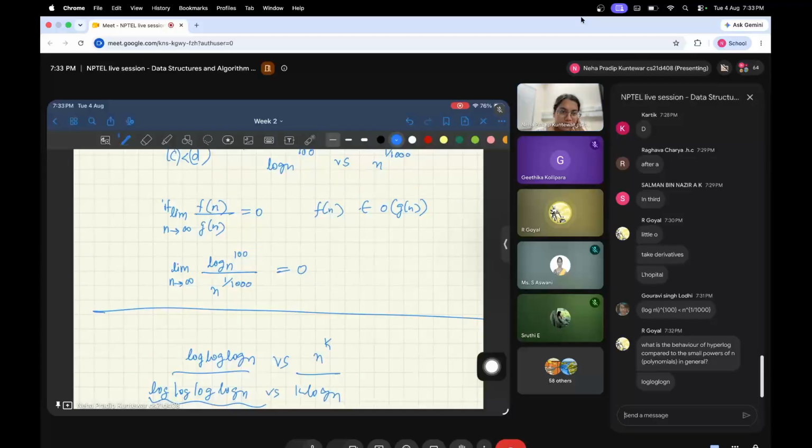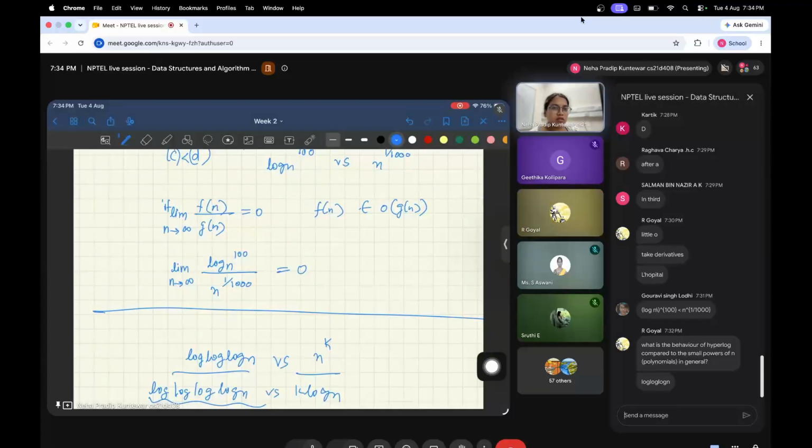I don't know, but I heard that the hyperlogs behave differently than a simple log function. Like, if you take log n raised to the power 5, it could be entirely different from the behavior of log n. But I don't know whether it's true or not. But then the hyperlogs start behaving like polynomials after a point. I don't know whether it's true or not.